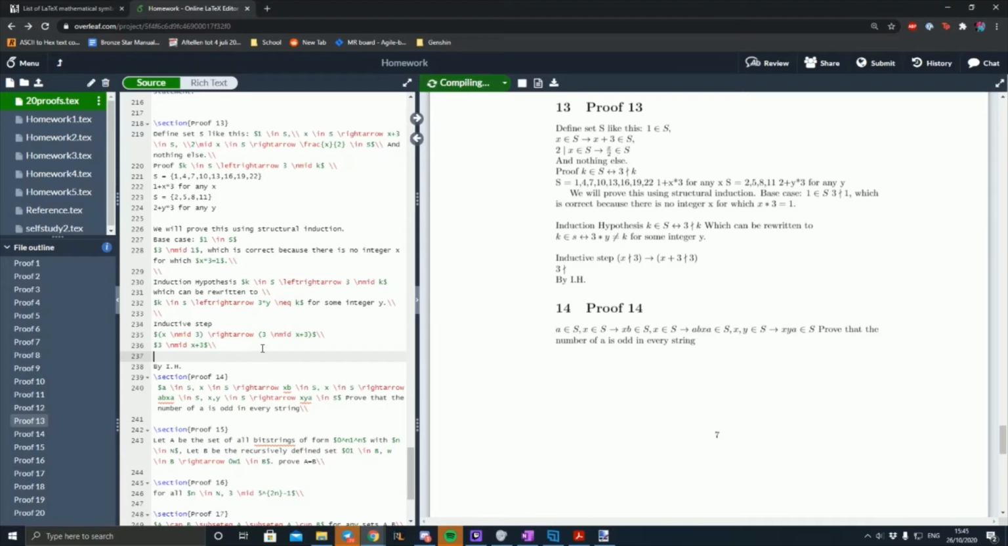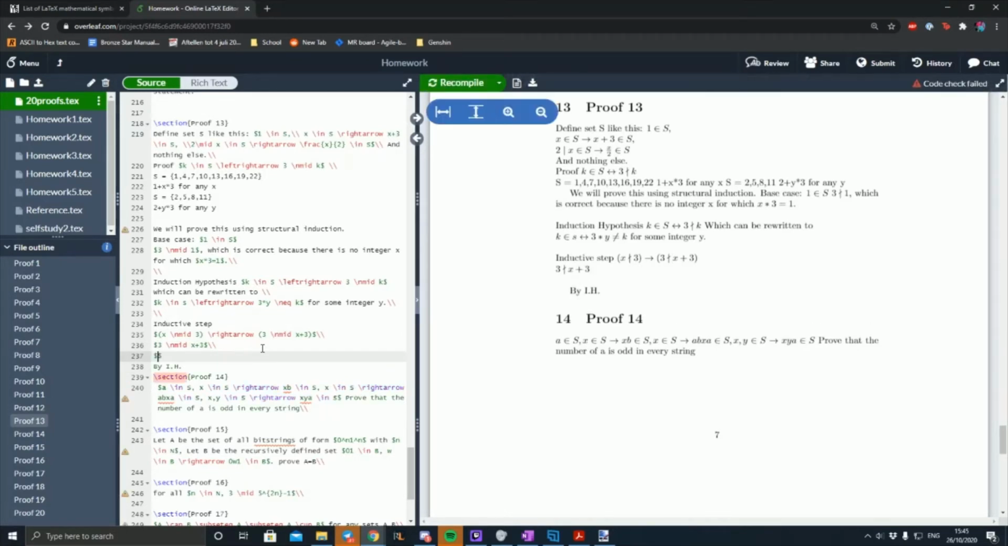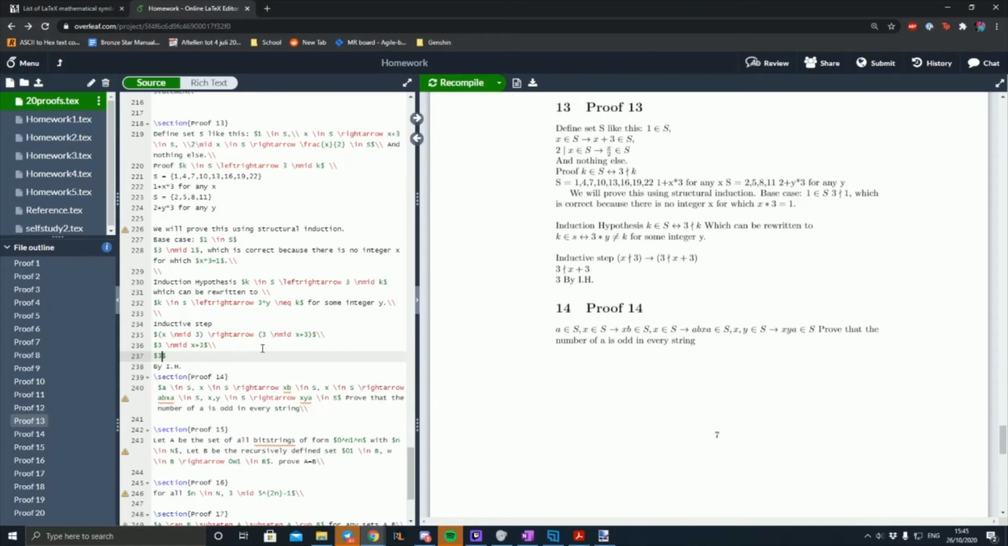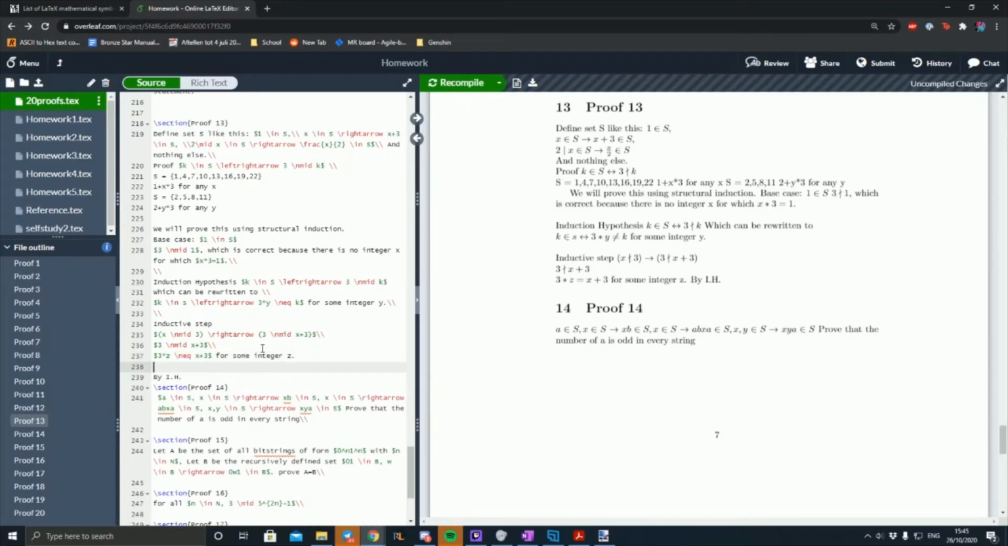Okay, and then for this way we can say that not dividing means that 3 times z equals x plus 3 for some integer z. This should be not equal. I'm really struggling because there's a lot of not equal here, and I don't like not equalness.